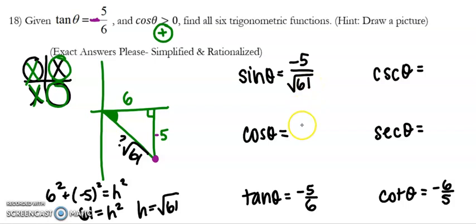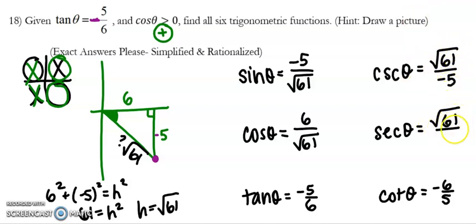Cosine is going to be my adjacent over my hypotenuse. And here's why I'm going to hold off on simplifying. Because cosecant, I just need to flip this. And so it's pretty easy to flip when it's written pre-rationalization, if you will. Okay? So hypotenuse over opposite for cosecant, hypotenuse over adjacent for secant.